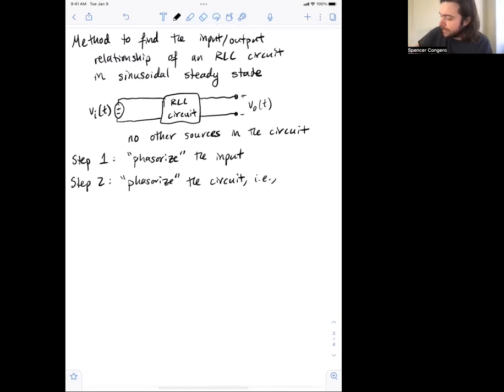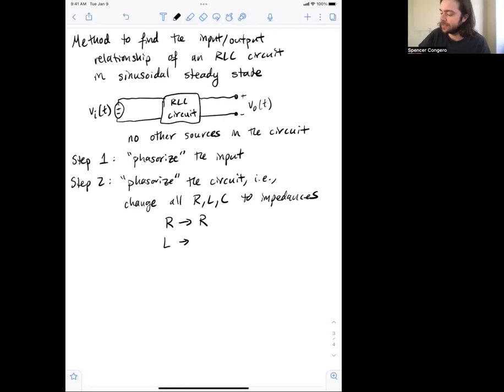That is, we're going to change all of the R's, L's, and C's to their impedances. So, what's the impedance of a resistor? Well, it's just the resistance. What's the impedance of an inductor with inductance L? It's just j omega L. And what's the impedance of a capacitor with capacitance C? It's 1 over j omega C.